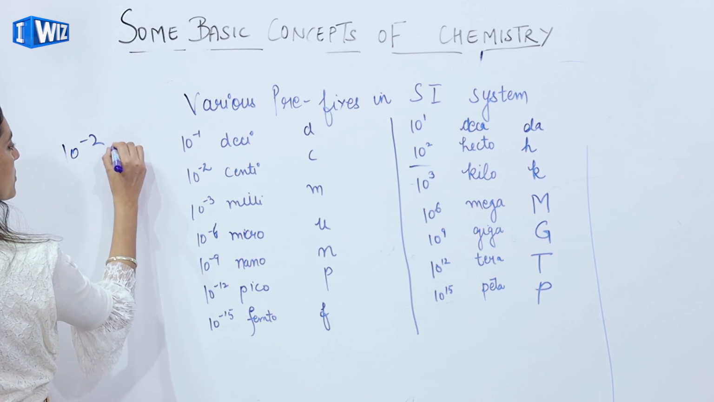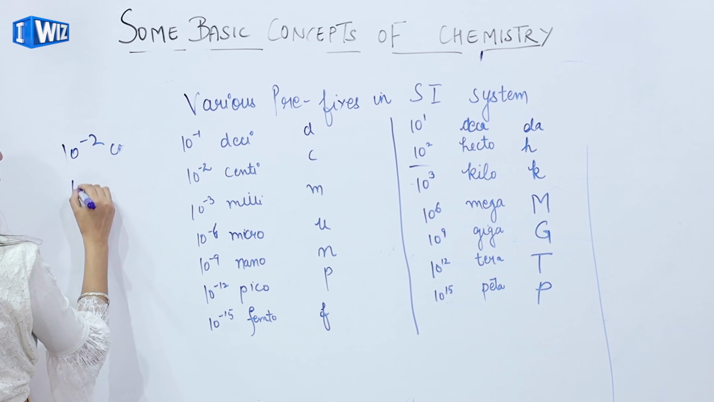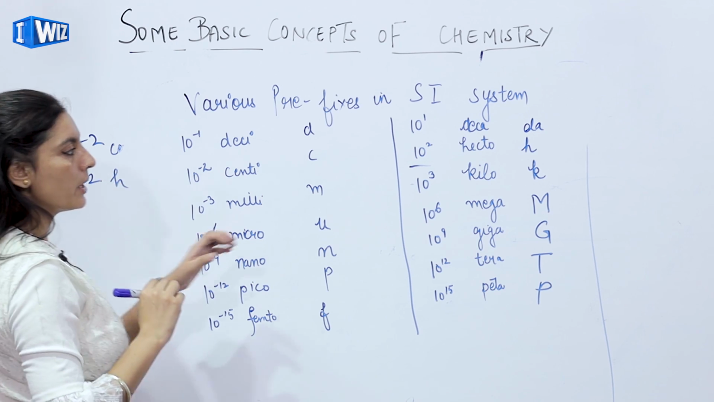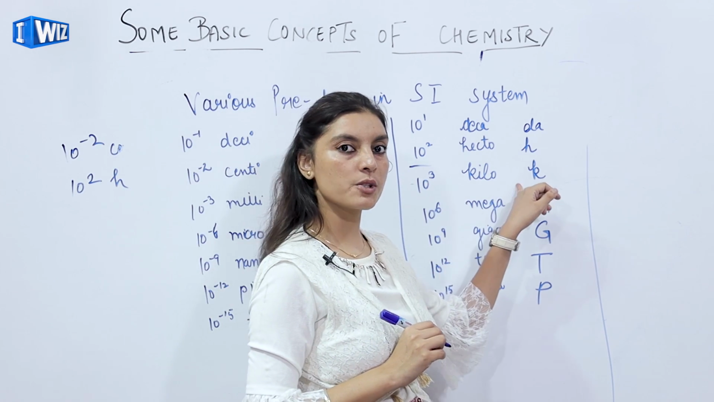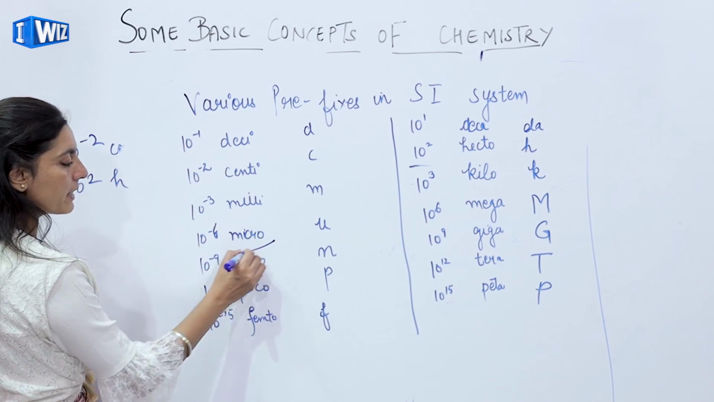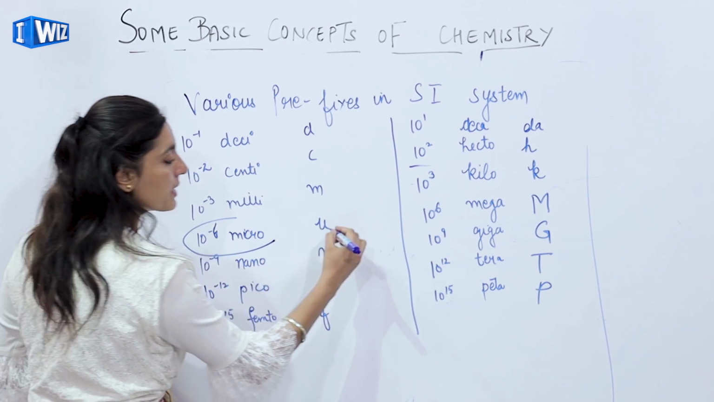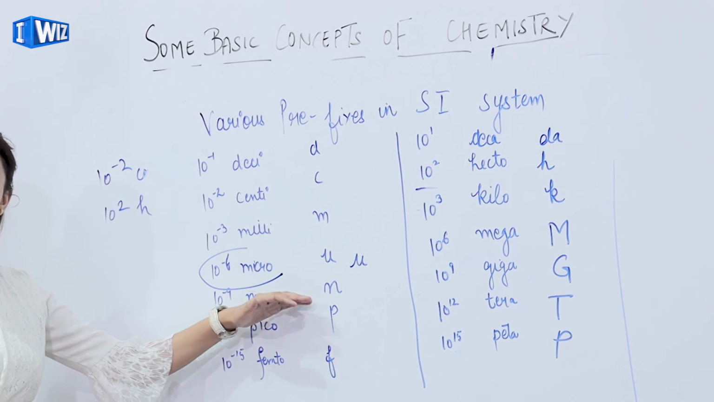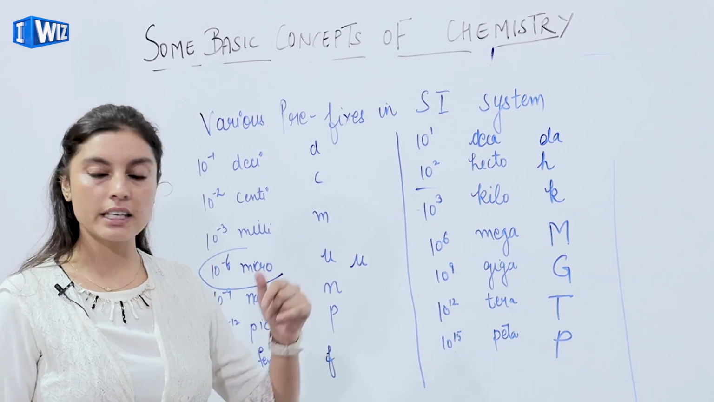10 raised to the power minus 2 was the centi. Fine, 10 raised to the power 2 is a hecto. 10 raised to the power 3 is a kilo in small k. 10 raised to the power 6 is mega, but 10 raised to the power minus 6 is the micro, represented by mu. Minus 9 is a nano and plus 9 is a giga.